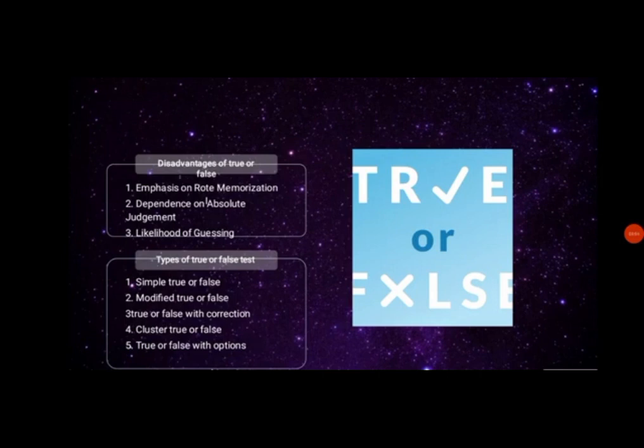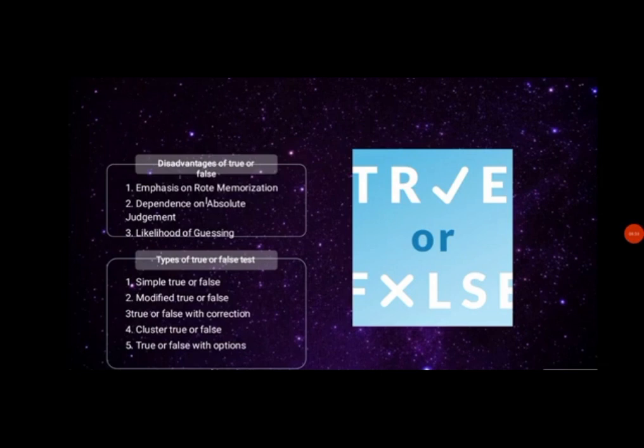So number 4 is cluster true or false. Nakalagay dito is circle T if the statement is true and F if it is false. Ito yung may isa-circle ka lang kasi actually parang madali lang din naman nito kasi isa-circle mo lang yung T or F.